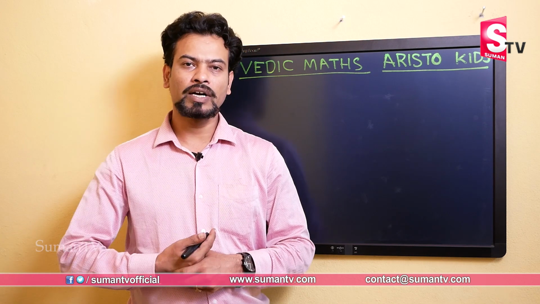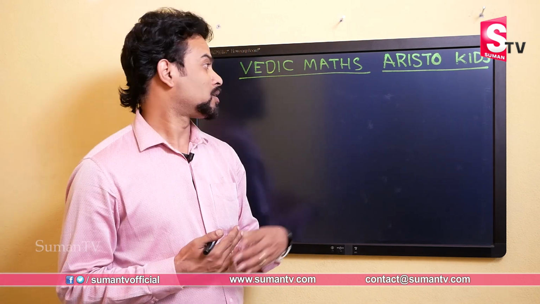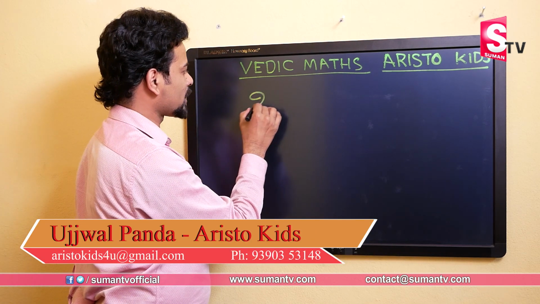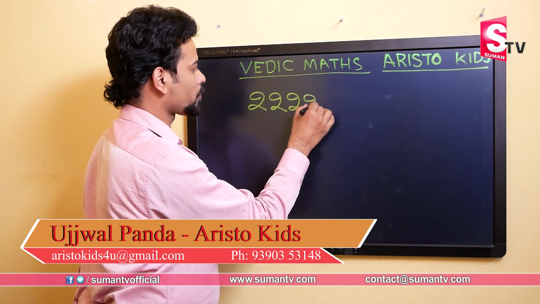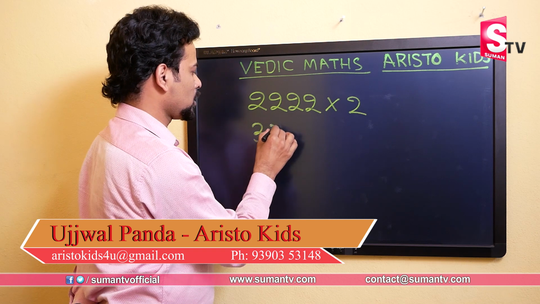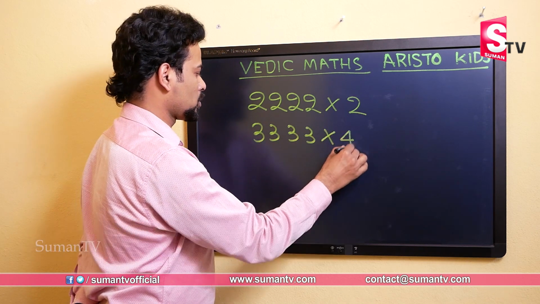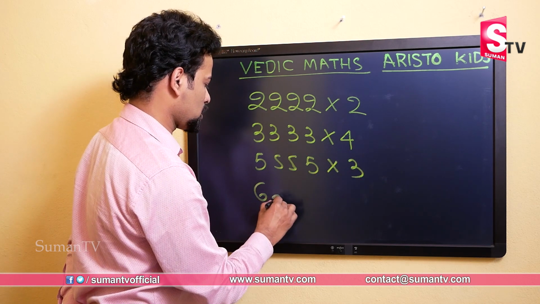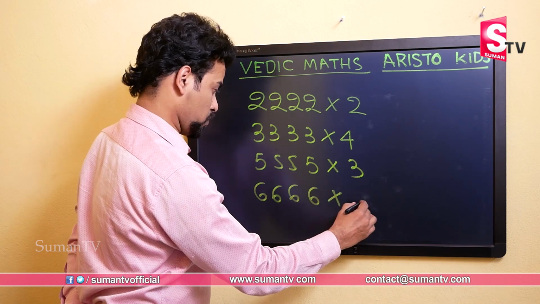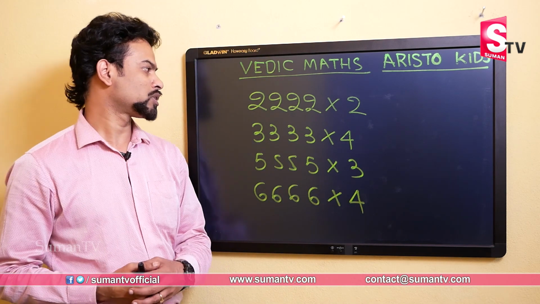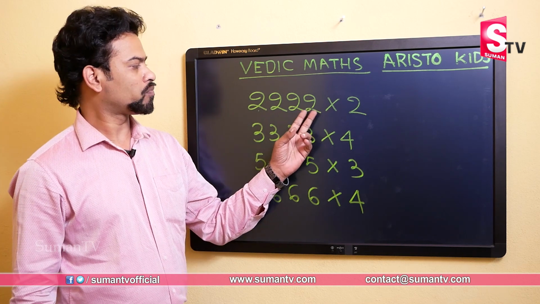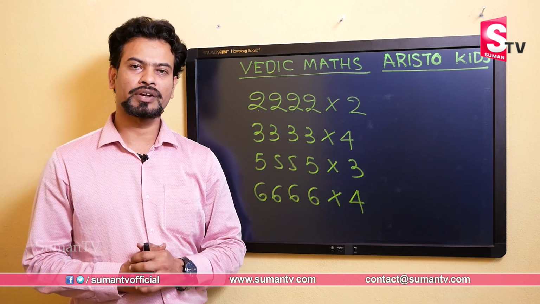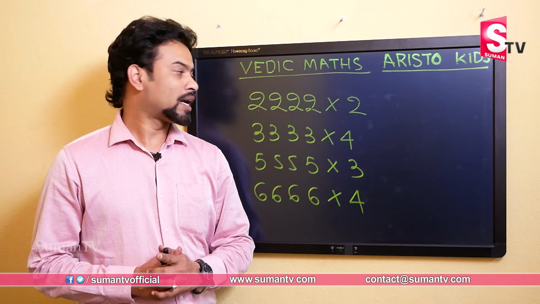Okay, let's have some fun tricks of multiplication this episode. Suppose we are doing some calculation like this: 2222 into 2, 3333 into 4, 5555 into 3, 6666 into 4. Suppose you get questions like this, multiplication of any 4-digit number with a single digit where all the digits are the same. So we have a very nice trick here. Get ready for these tricks.